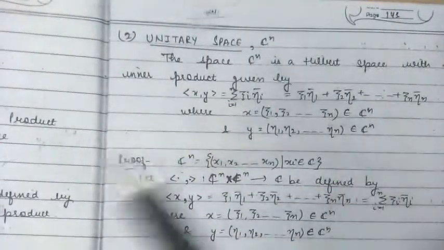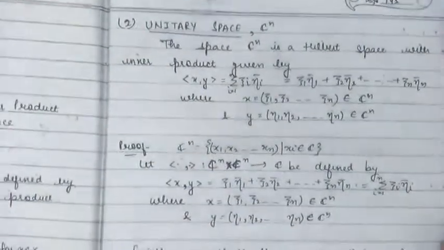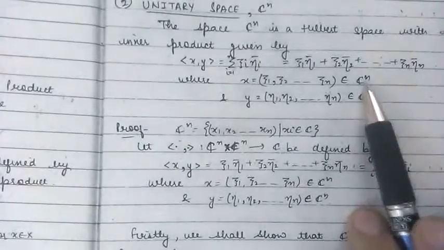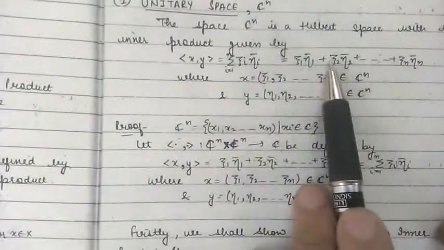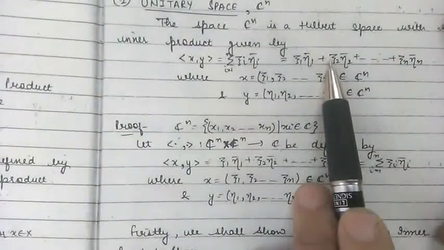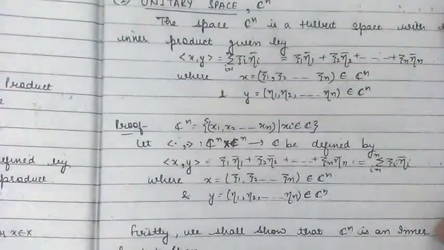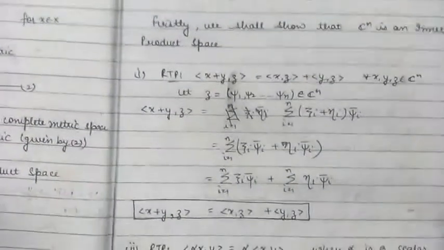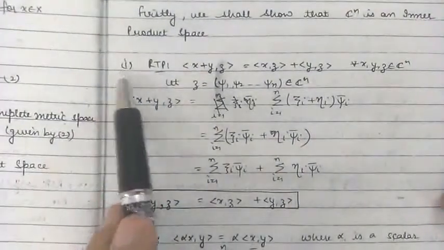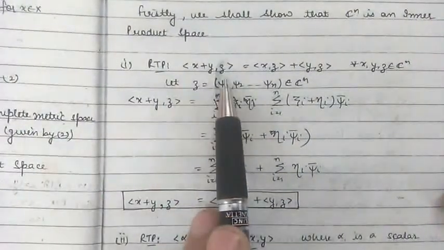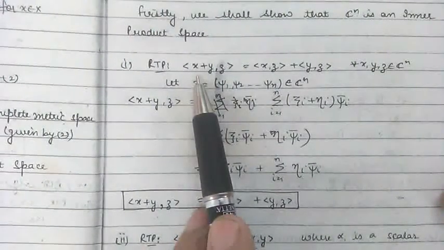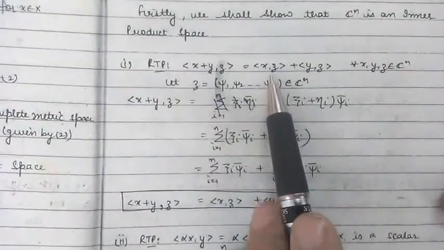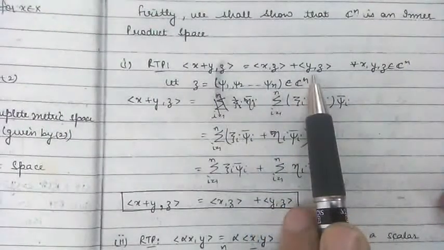Now again, as in the previous example, firstly we will prove that this is an inner product space. So firstly we will prove that this product defined by us is an inner product. In order to prove that, we will prove the properties. The first property is the inner product of x plus y with z. We have to prove this is equal to the inner product of x with z plus the inner product of y with z.